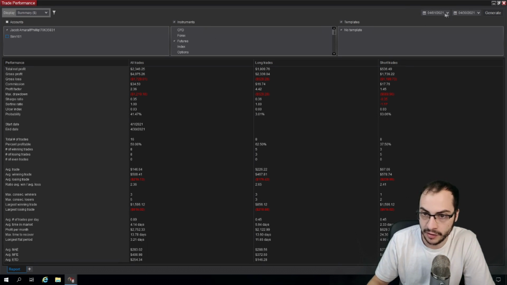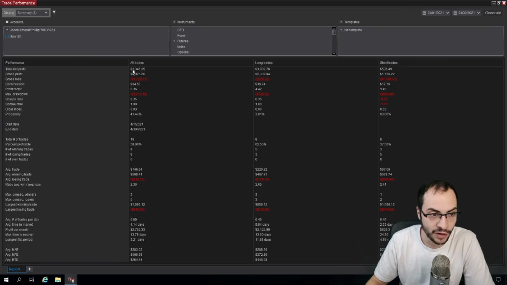We can see at the top left here, that's what I have selected. And once again, full transparency, this is my real account with real money, including my account number. If I check Sim 101, which is paper trading, or short for simulation account, you can see the results change. And if I uncheck it, it's just using my actual real money account. So this is real money trades. This is how much I made.